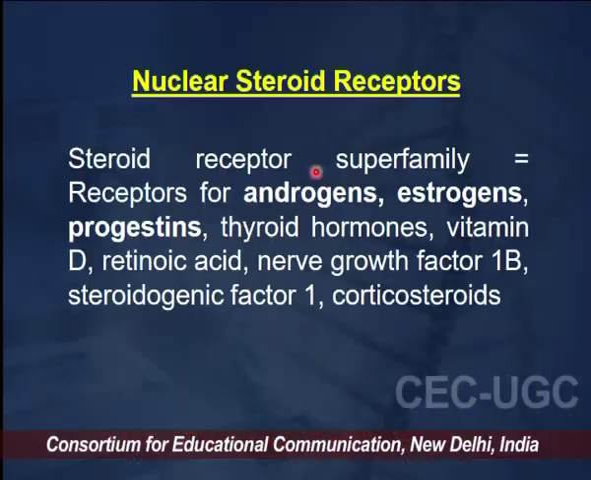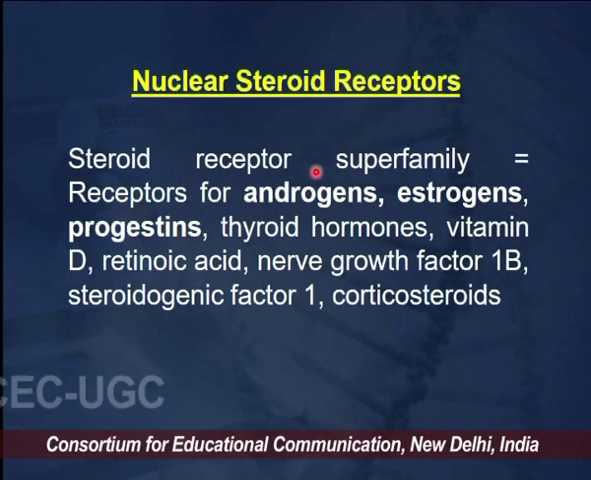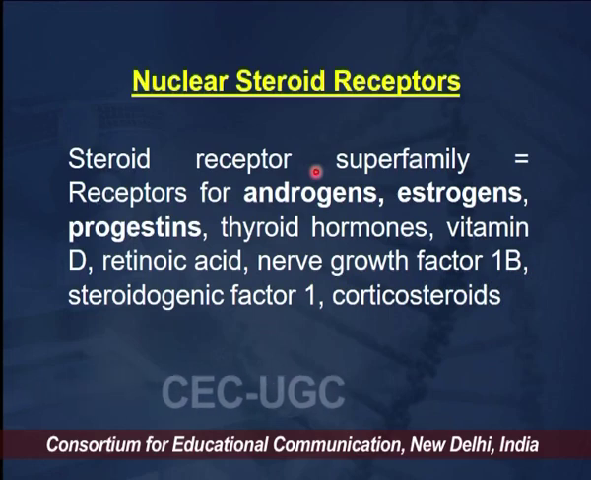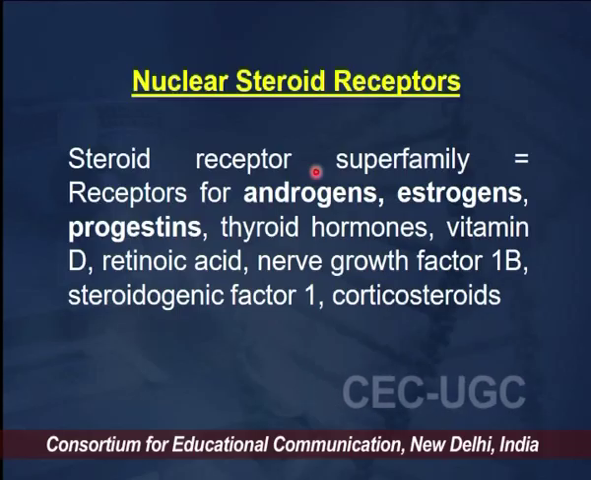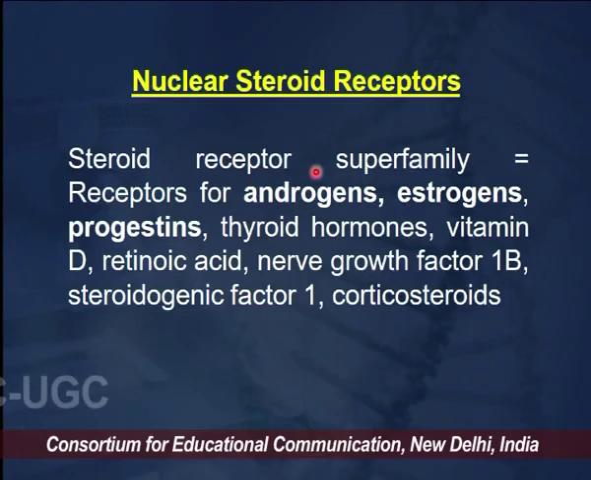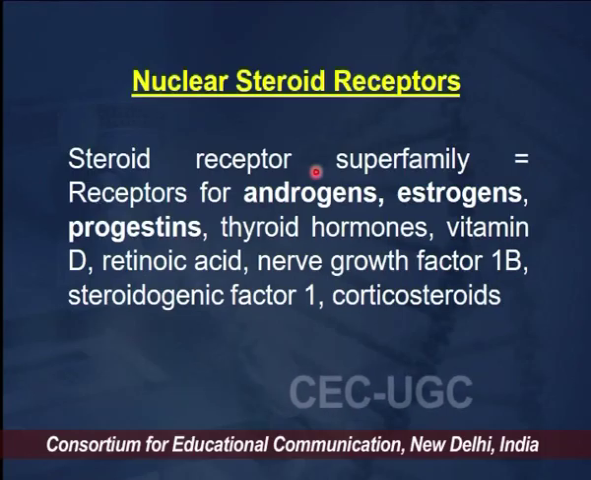So, we will first start understanding the mechanism of action of the steroid hormones. Before explaining their mechanism of action, I think it is of utmost importance that you should know the structure of the nuclear steroid receptors. Steroid receptors basically belong to a superfamily wherein there are receptors for androgens, estrogens, progesterones, then thyroid hormones, vitamin D, retinoic acid, nerve growth factor 1B, steroidogenic factor 1 and corticosteroids. They all have receptors belonging to the steroid receptor superfamily.